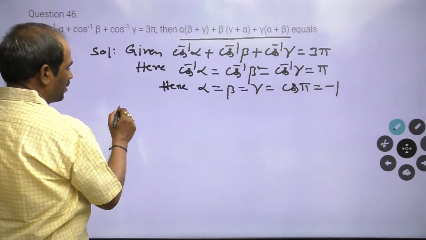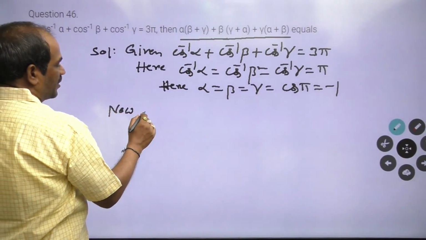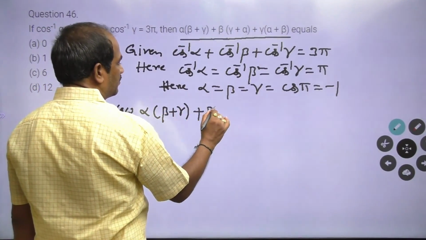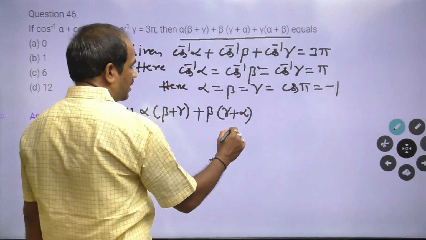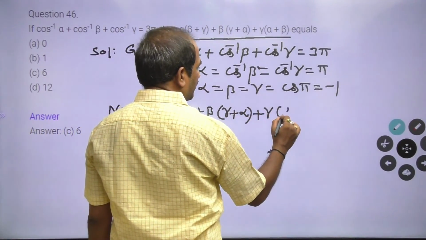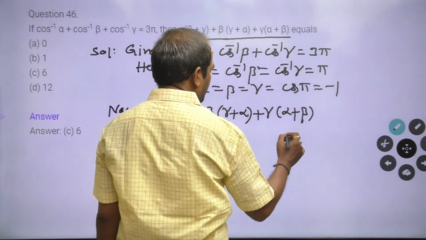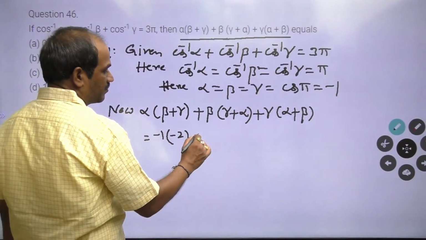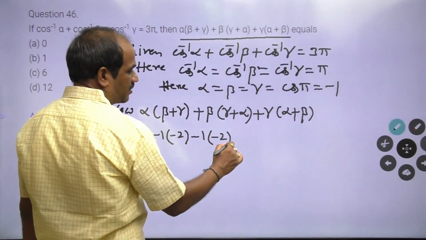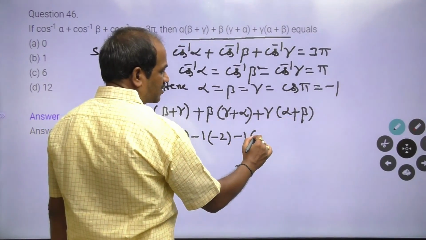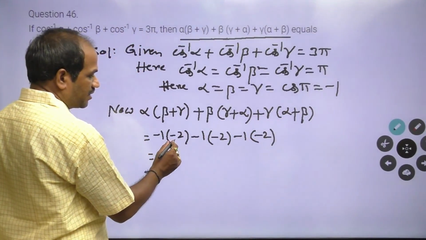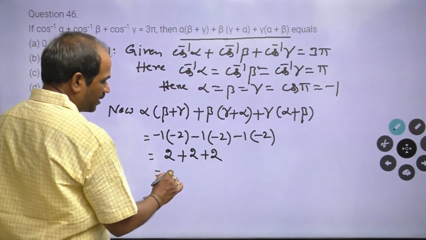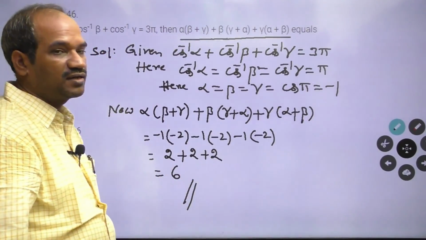Replace the values: alpha into beta plus gamma, plus beta into gamma plus alpha, plus gamma into alpha plus beta. Alpha value is minus 1, and beta plus gamma is minus 2. Minus 1 into minus 2 is plus 2, for each of the three terms. So the total value is 6. Six is the answer.